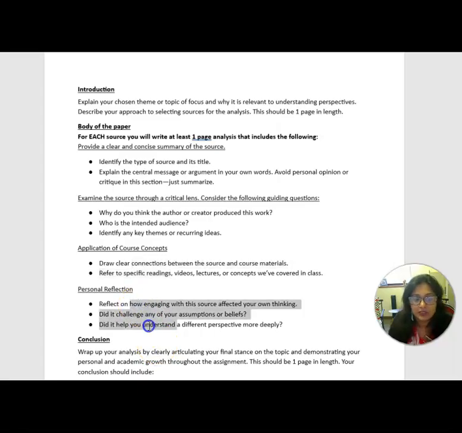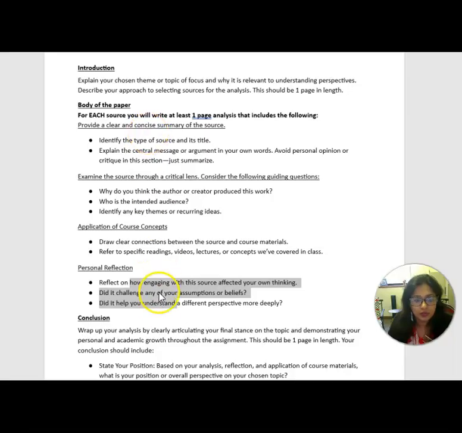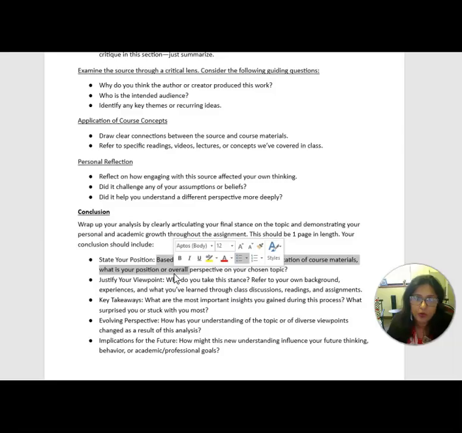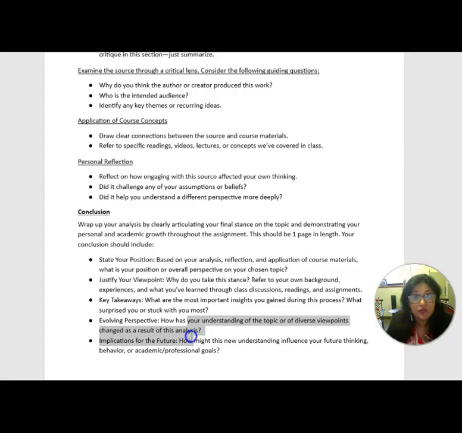And then your personal reflection. Were there any assumptions that were challenged? Did it make you think about something more deeply? You're going to do this for all 3 of them separately: a source 1 analysis, source 2 analysis, and source 3 analysis. Then you're going to have a conclusion, which should be at least another page: what is your overall perspective of the topic? What have you learned from all the discussions? What is an important insight you've gained? How has it changed, if it has, any of your viewpoints and influenced your future thinking for your career?